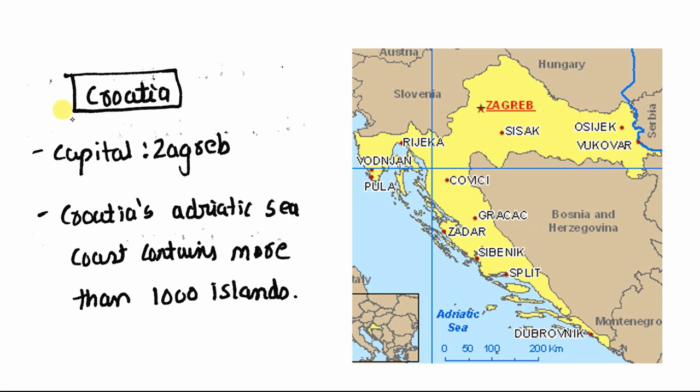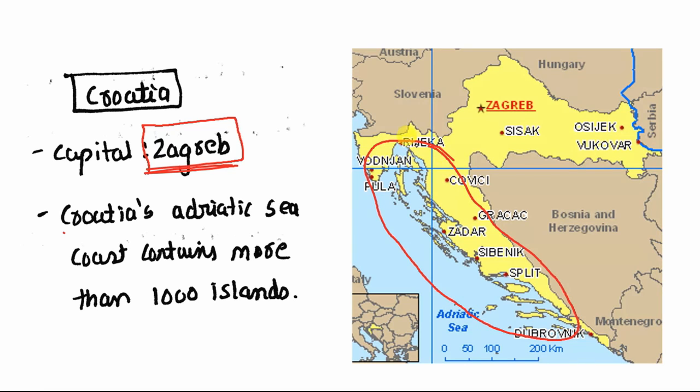Next country is Croatia. The capital is Zagreb. Sorry if I'm spelling it wrong, but the capital is Zagreb. Okay, this is the speciality, that is Croatia's Adriatic Sea coast. You see this region, it has so many islands. Croatia's Adriatic Sea coast contains more than 1,000 islands. You see small islands here.